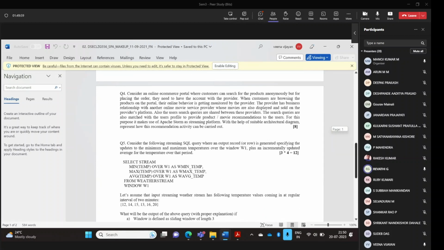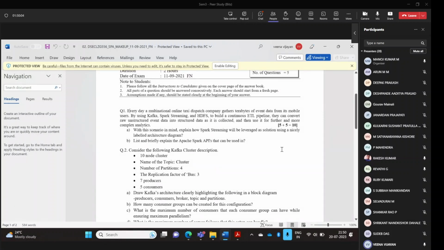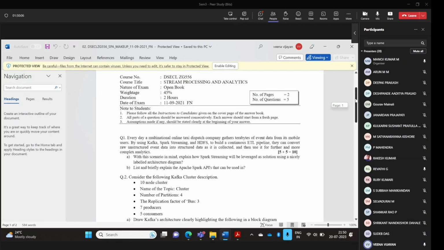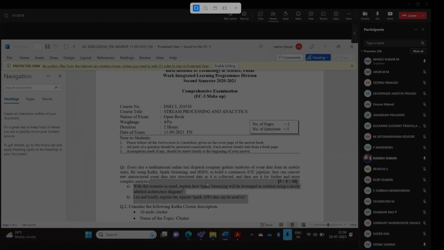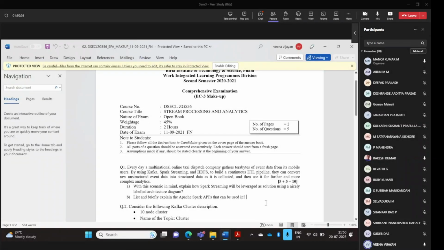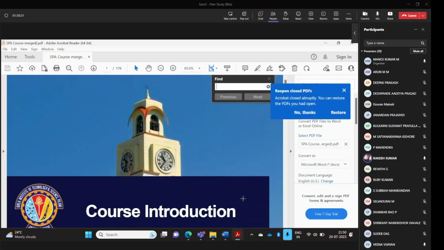What about question 1 in this paper? Have we covered this? This is the final exam, I think, comprehensive. While using Kafka, a continuous ETL pipeline, they can convert it to a streaming scenario. Okay. So be ready for completely scenario-based questions.